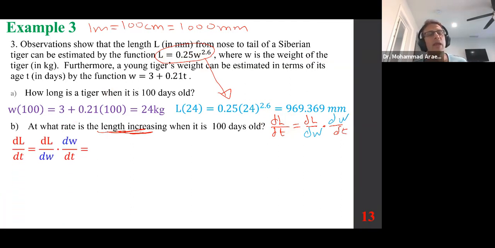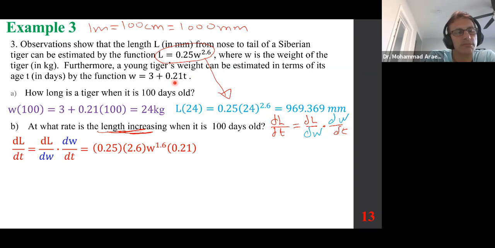I highly recommend you write it in the manner that I did. And now it becomes fairly simple. Okay, we're going to find each one accordingly. So what is dL/dW? That means this is a function of W. Differentiate this. 0.25 times 2.6 W to the power of 2.6 minus 1, or 1.6. So 0.25 times 2.6 W to the power of 1.6. What is dW/dt? It so happened that it's that simple, class. It's just 0.21.